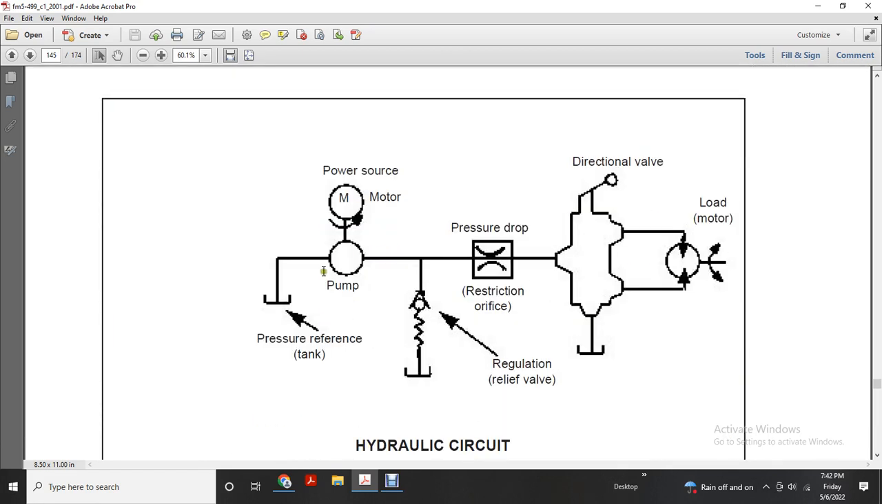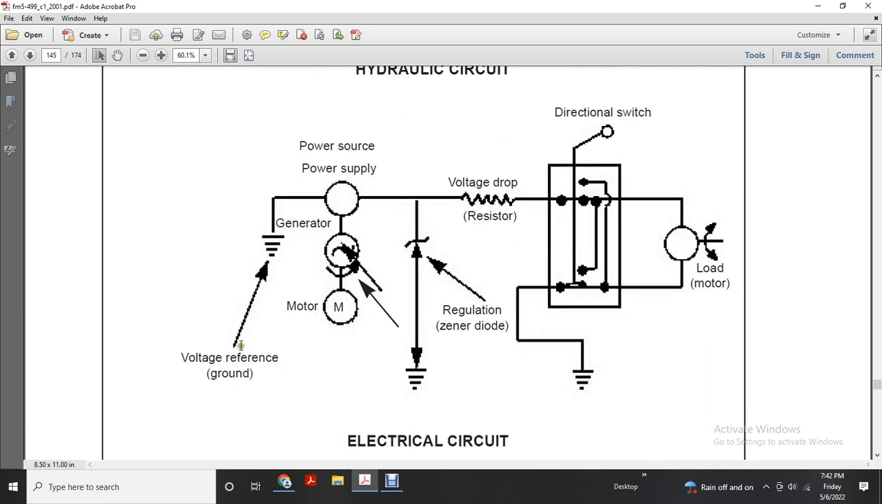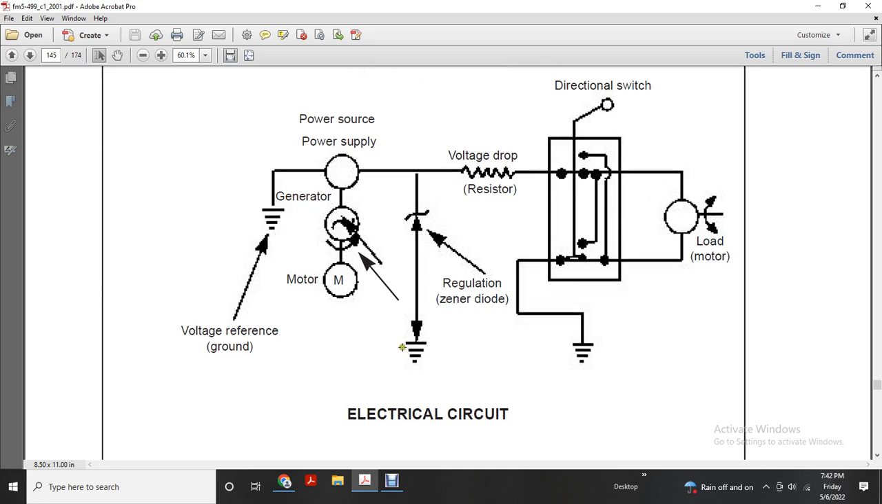Alright, so you have your pressure tank, and then you have a pump and a power source, a motor, electrical, like relief, a regular relief valve, and then a restrictor relief into the vented tank. Whether they're the same pressure tank, I don't know. Pressure drop, restriction orifice, directional valve, load motor. The hydraulic circuit shows the voltage grounded from the power source to the generator to the motor. Another ground is to the regulation, zero dynamic voltage drop, directional switch, load motor, and that's all grounded.